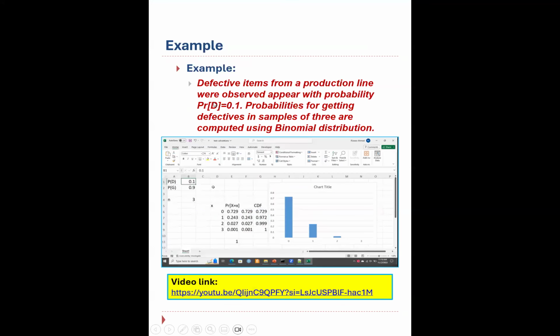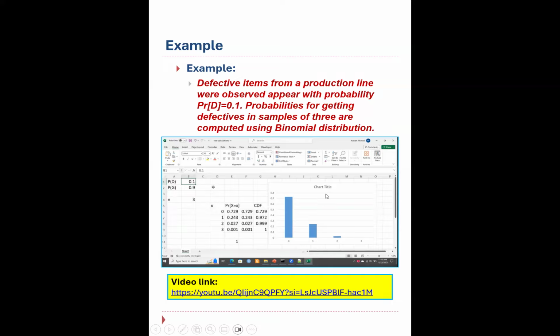We solved the example where we considered that the defective items from a production line were observed to appear with the probability 0.1, and the probabilities for getting any number of defectives in samples of 3 can be computed by the binomial distribution. We have the video recording for that, which is available at this link, and I will post this link in the video as well.